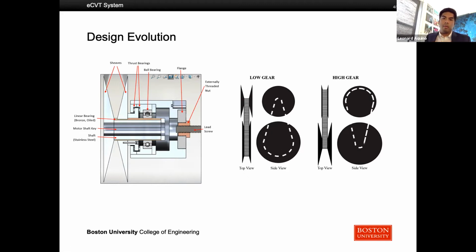Typically, pulley-based systems are mechanical, so they're actuated, meaning they expand or contract using weights and centripetal force. Our design actuates the pulley electronically, and we achieve this by incorporating a lead screw and a motor. So as you can see here, this lead screw will turn, effectively pushing or pulling this whole component to actuate these sheaves.